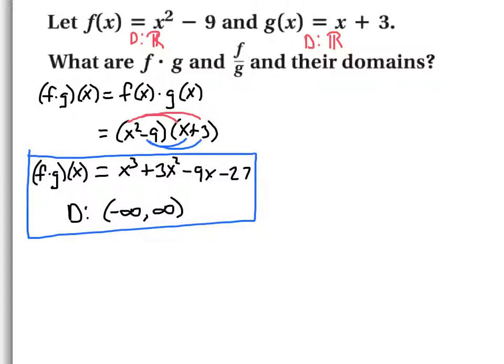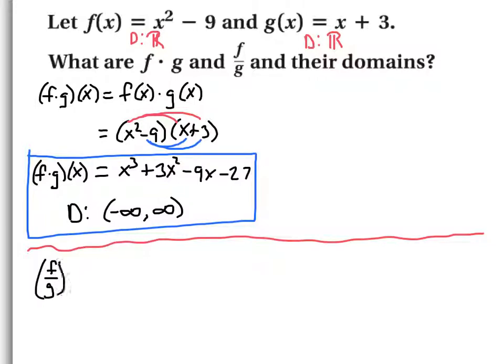Now, changing a little bit here, if I go through and do the division part of this, f divided by g of x, that's going to be my f of x function divided by my g of x function. Well, the f of x function is x squared minus 9. The g of x function is x plus 3.